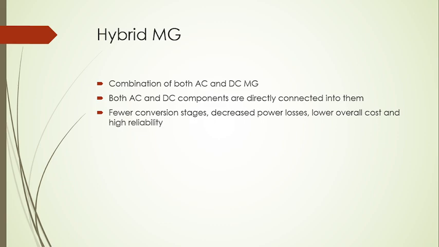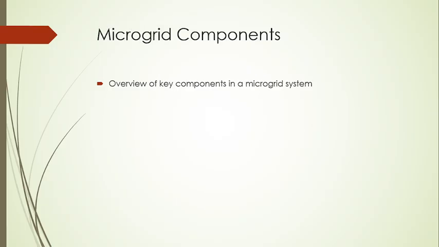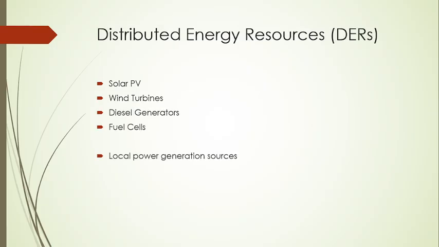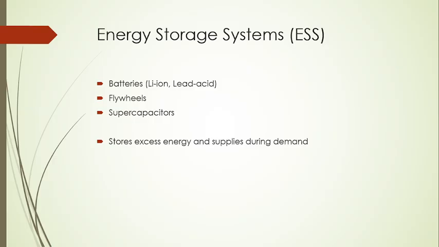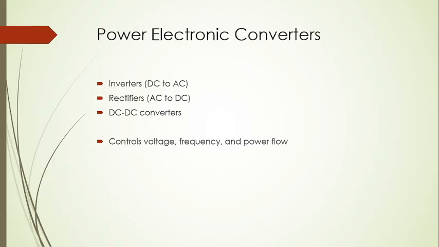So here, very few conversion stages, so decreased power losses, lower overall cost and high reliability. What are the components of the microgrid? The first is distributed energy resources, in general called DER. It consists of solar PV, wind turbine, diesel generator and fuel cells, which are used for generation of power. The local energy storage system is mainly batteries, flywheel and supercapacitor, and it stores excess energy and supplies it during the demand period.